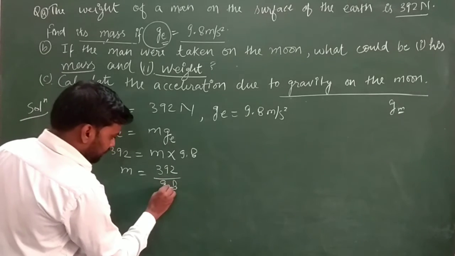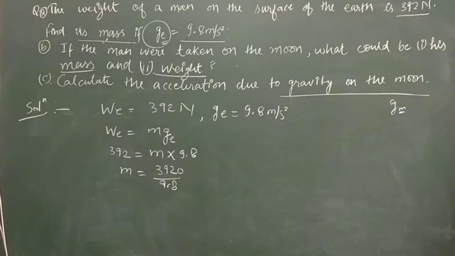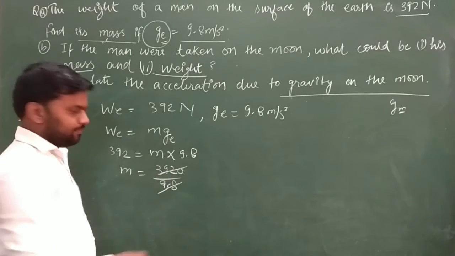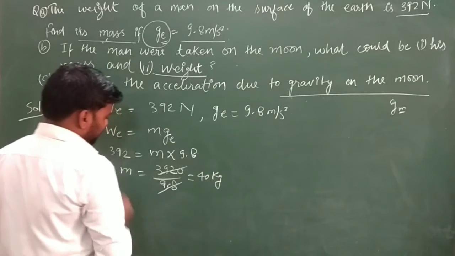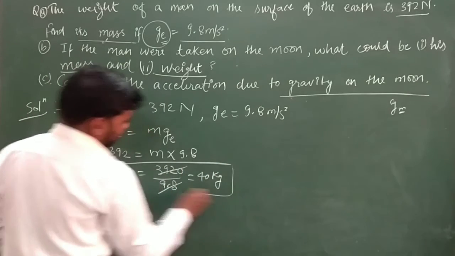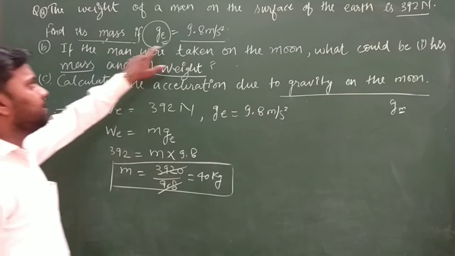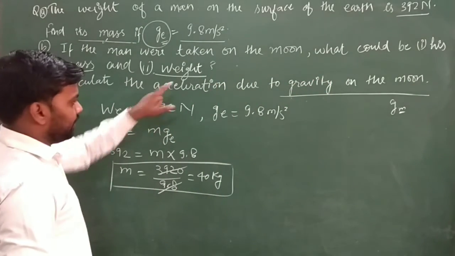Now if we remove this point, we will get a 0. Now if we cancel it by 98, we will get here 40 kg. It is the mass of the object on the surface of the earth. Now in the second, B part, it is saying that if the man were taken on the moon, what could be his mass and weight.